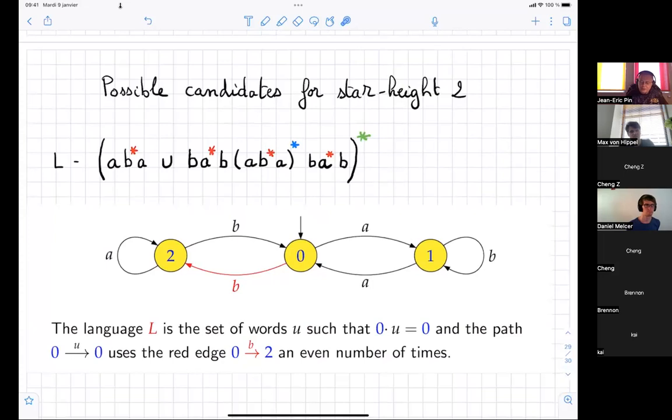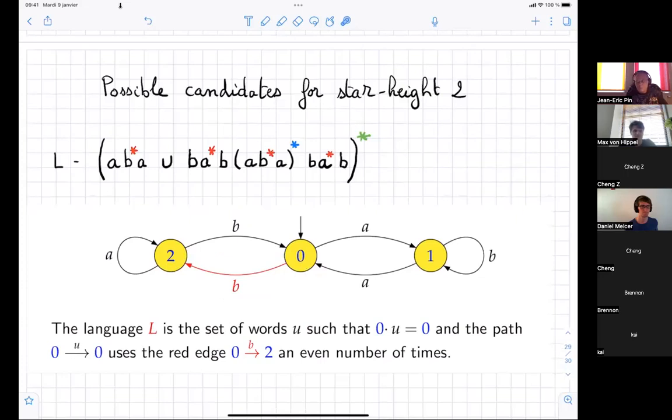If you look at this automaton over there, it's just the set of words U such that if you start from the initial state 0, you arrive at the final state 0. But there is another condition: when you look at the path that goes back to 0, it should use this red H an even number of times.